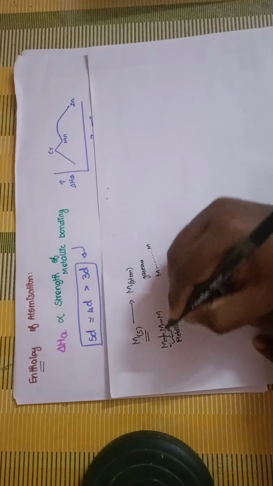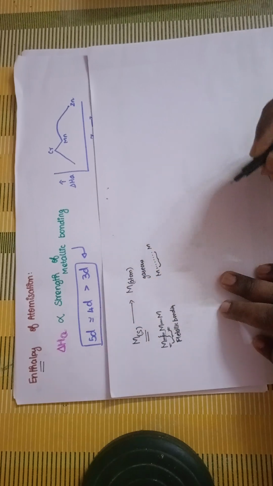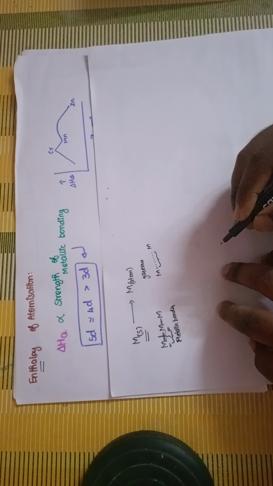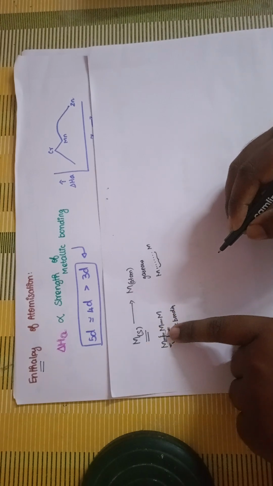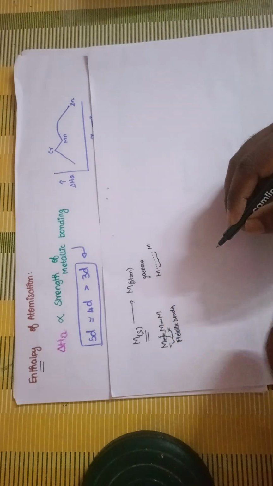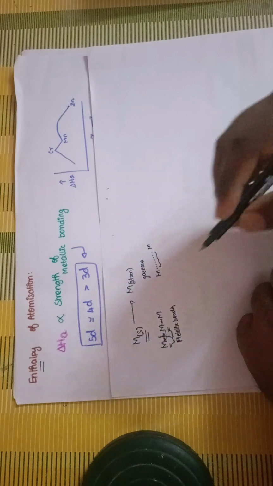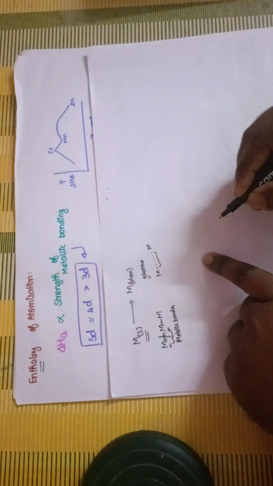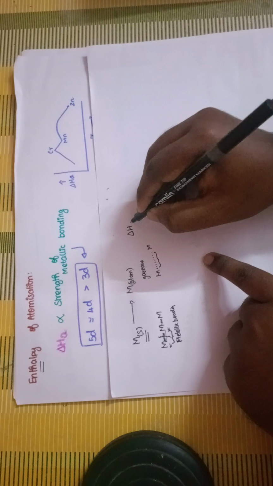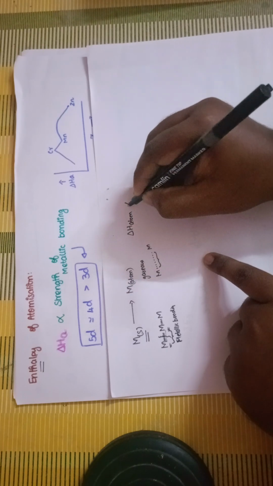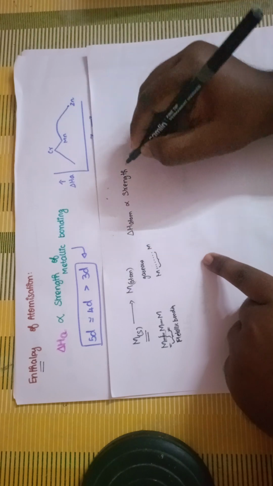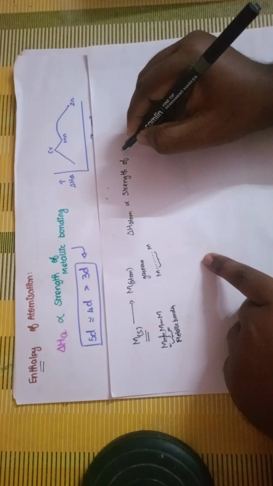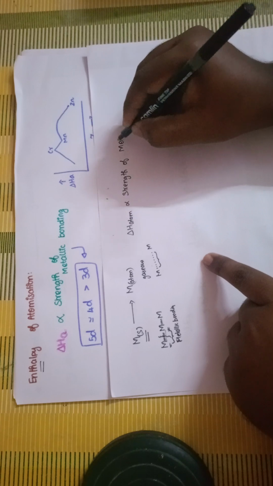Here the force of attraction is high, here negligible force of attraction, which means they are isolated. Here they are in combined state, the metal atoms are in combined state. Here they are isolated. So for this separation, how much energy is required? That is known as enthalpy of atomization. So enthalpy of atomization is directly proportional to strength of metallic bonding. If metallic bonding strength increases, we need to give a large amount of energy.